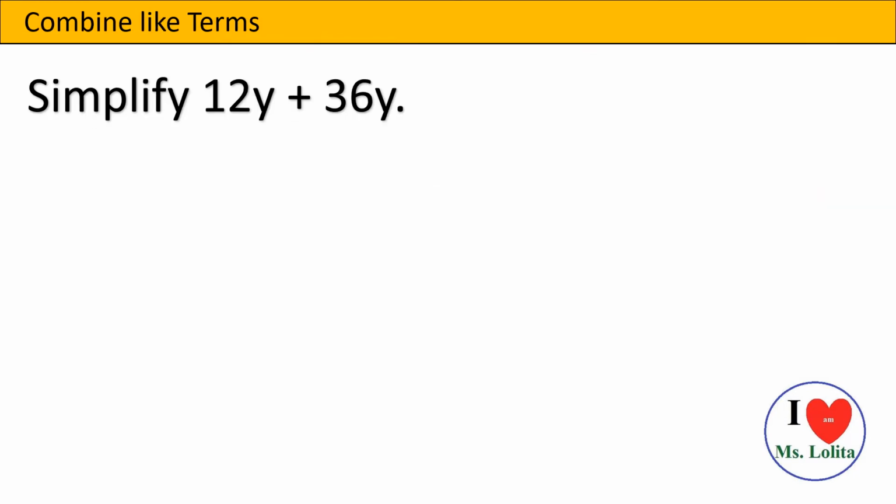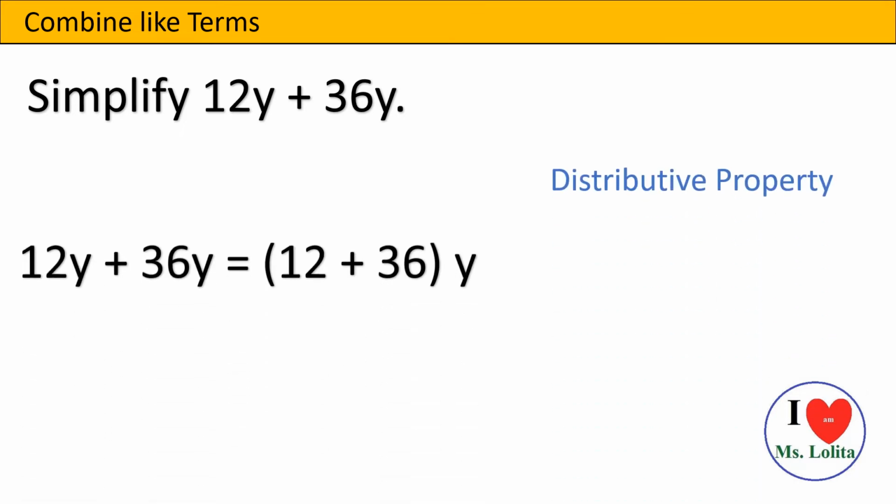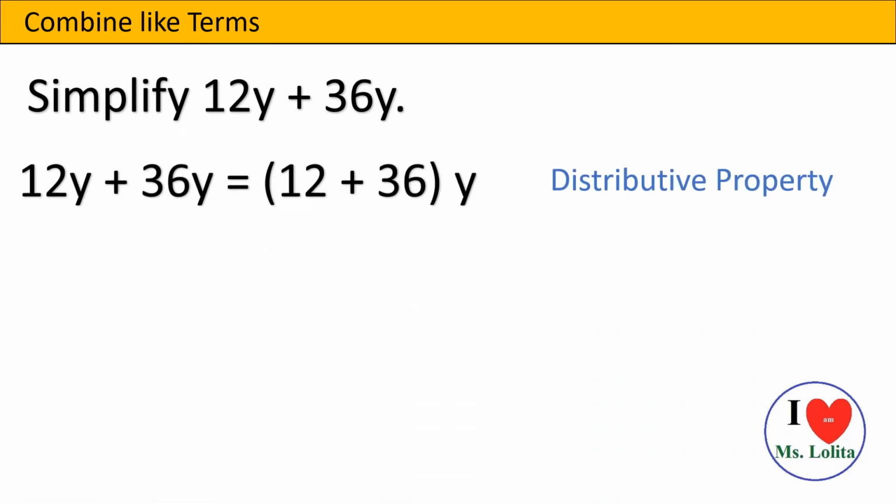In combining like terms, let us work on this example so that you will be guided. Simplify 12y plus 36y. In applying the distributive property, we can move out the y since the y is the common factor between the two terms. So, it will give us open parenthesis 12 plus 36 close parenthesis multiplied with the y.